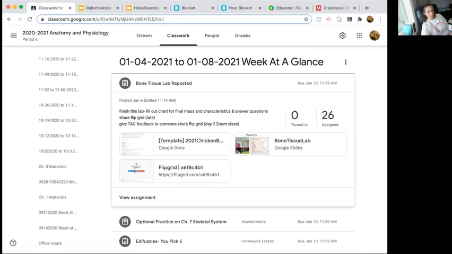All right, so just as soon as you have your 8 to 10 parts, if you're planning to do your lab right now so that you don't have to do a flip grid, then this is the time to go get your bones.